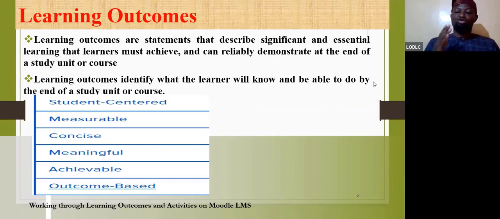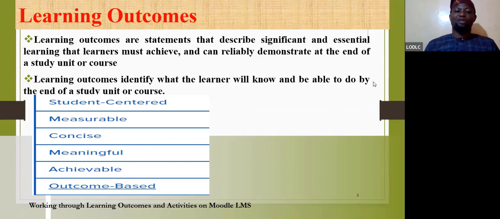One, it has to be student-centered. What do I mean by student-centered? Learning outcomes have to be framed from the perspective of the students and written in a language that can be easily understood by the students. Once you have structured learning outcomes, the student must be able to understand that particular learning outcome. That's why it has to be framed in a student-centered way.